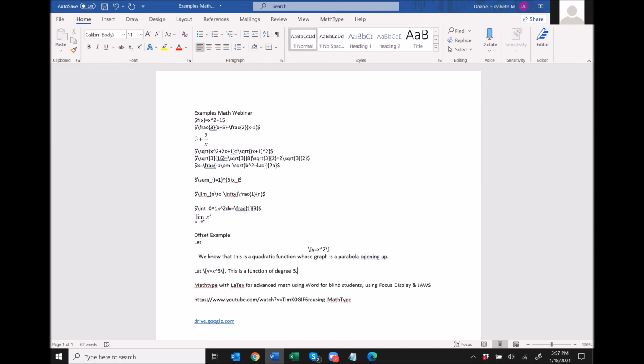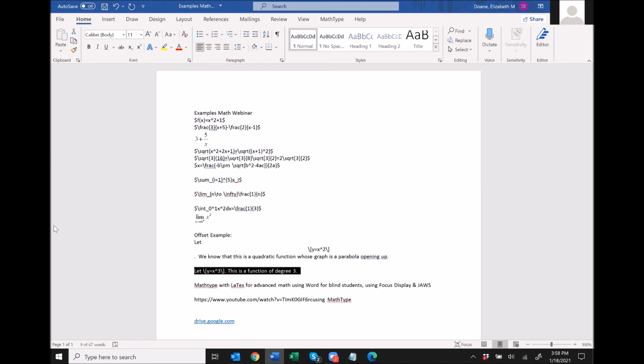And now I can come here, and you see I've written it all on one line. I didn't bother to do any tabbing, nothing. And I come over here and I highlight it. Selected. Let \[ y = x^3 \]. This is a function of degree 3.